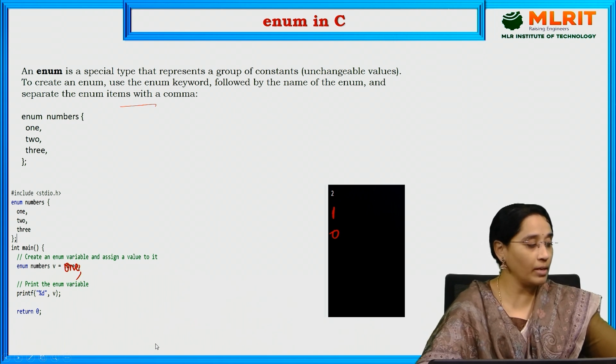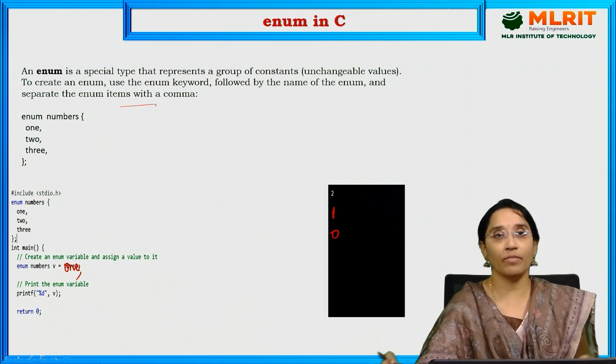We have discussed enum, typedef and unions in C. In the next session we will see sorting and searching.